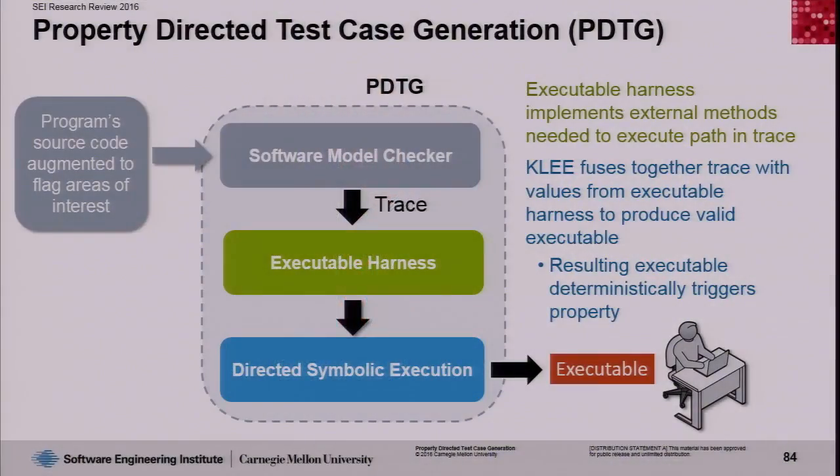So you instrument your code using SeaHorn's annotations, run it through SeaHorn, and you get a trace. This trace is still very abstract, and it's incomplete, but it does show you how you would get to the property that you care about. The next step here, the next two steps actually, are where we spent, I believe, the majority of our time. It's in generating the executable harness and then turning that back into an executable using a symbolic execution tool called KLEE, which is publicly available.